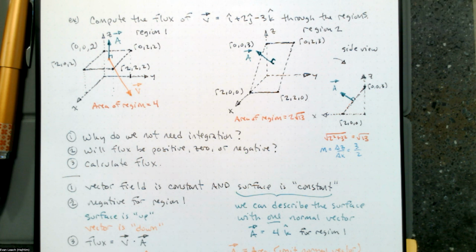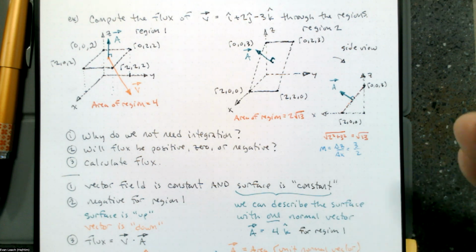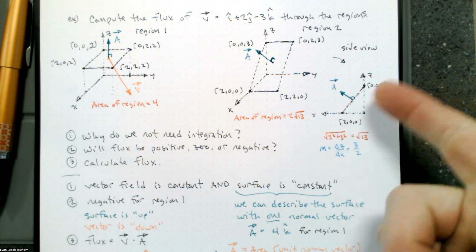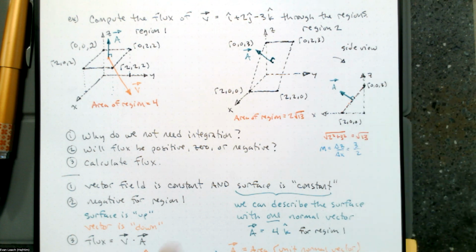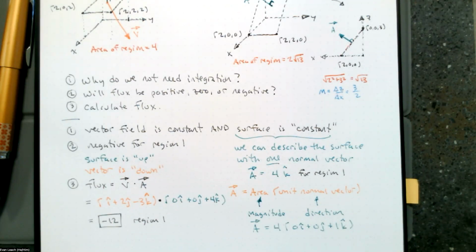That's going to be the area of the region. That's going to give us our magnitude. I need a unit vector for the direction. So we need to come up with a unit vector for the direction. Then we'll have our vector flowing through our surface, which we can describe with one vector. That's what we mean when we say that the surface is constant. It's not continuously variable because we can describe the surface with exactly one normal vector. There's one normal unit vector for the whole surface, and we just multiply that by the area.